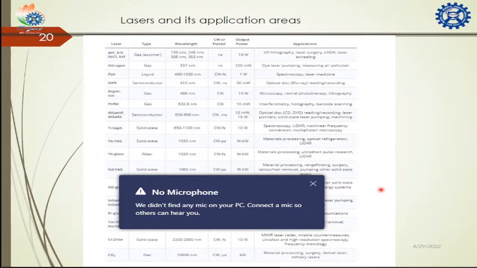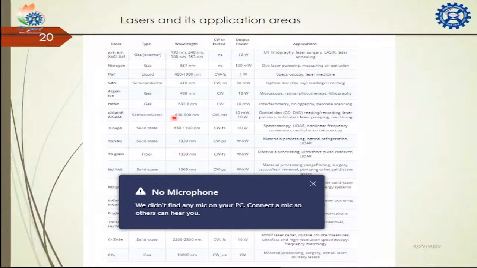Like for spectroscopy, we use dye lasers, and there are the lasers that we see in optical discs, recording lasers or pointers, solid state pumping. We use semiconductor lasers, such as aluminium gallium indium phosphide, and these different types of lasers are used for different applications. But if we speak about the visible lasers, red, green, blue all have different wavelengths, and they normally have different types of applications, not only as laser sources.